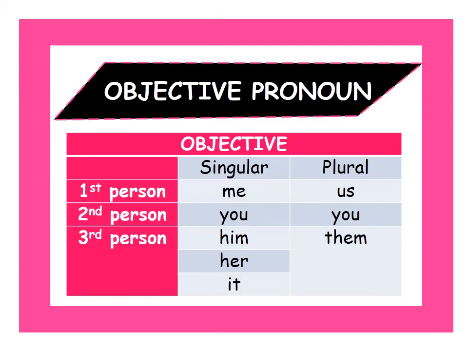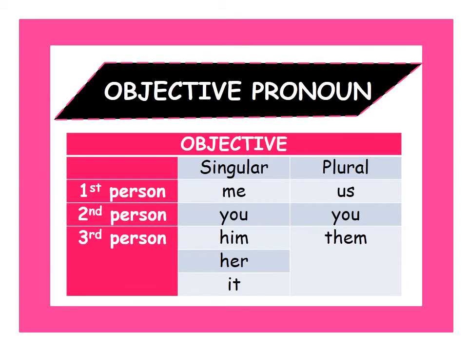For the first person singular, we have me. For the plural, we have us. For the second person singular, we have you. For the plural, we have you. For the third person singular, we have him, her, and it. For the plural, we have them.